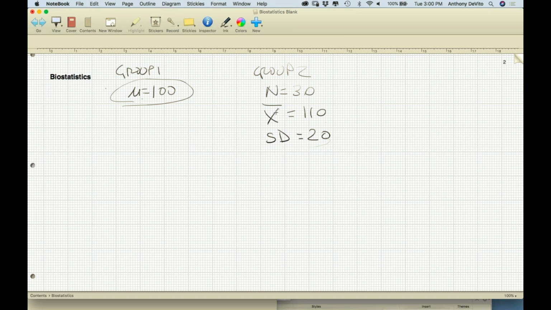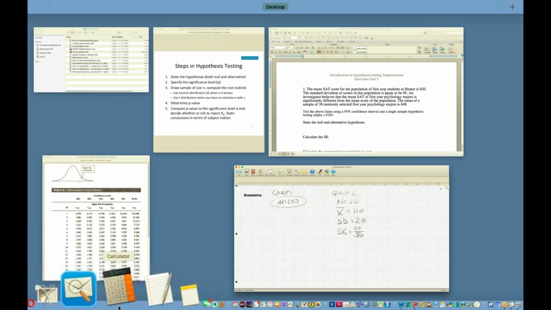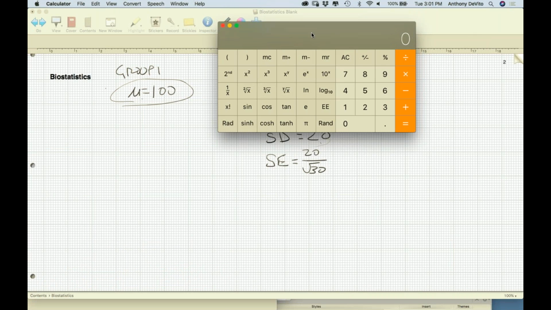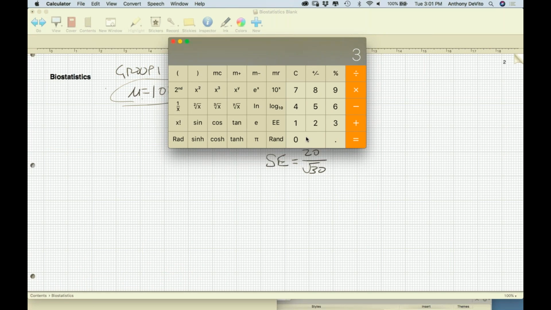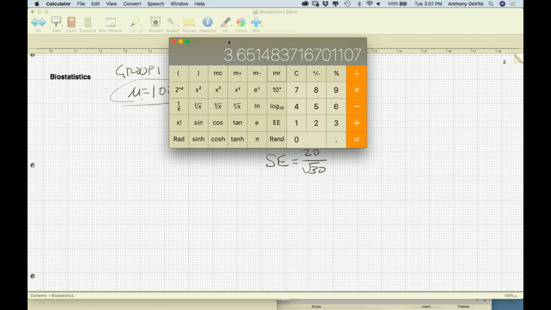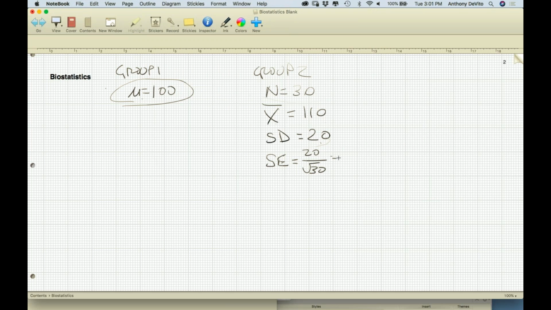But the variability that we would expect with a sample of size 30 from this group with a standard deviation of 20 is going to be determined by the standard error. And the standard error is going to be equal to 20 over the square root of 30. Let's calculate that. The square root of 30 is 5.5. I'm going to put that into memory. And I'm going to divide 20 by the square root of 30. And that comes out to be 3.65. So our standard error is equal to 3.65.